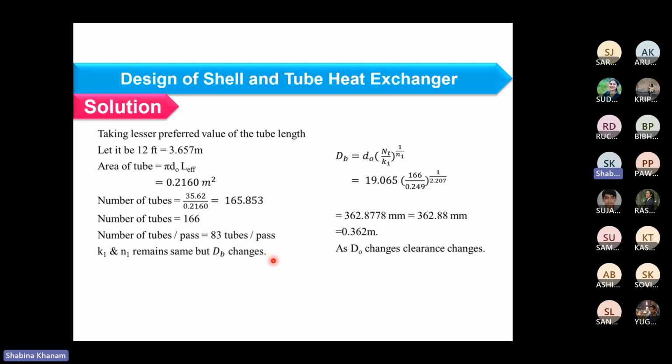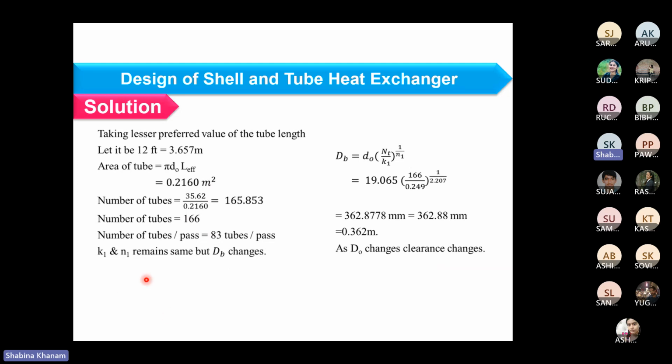An even value you need to choose, that I have already discussed. And for the number of tubes per pass, 83 tubes per pass you need to choose. And K1 and N1 will remain the same because they do not depend on the bundle diameter; bundle diameter depends on them. K1 and N1 will be affected when you change the tube passes or when you change the pitch. So both I am considering the same. So K1 and N1 will be the same.